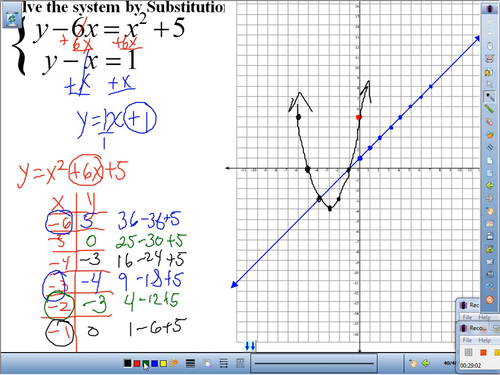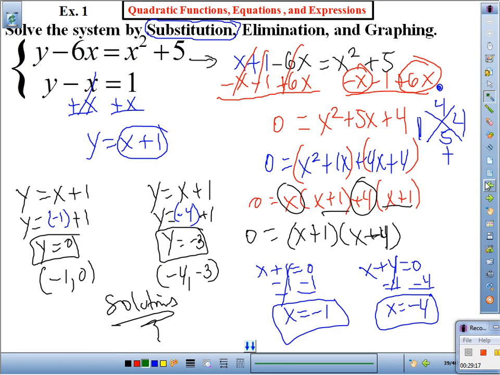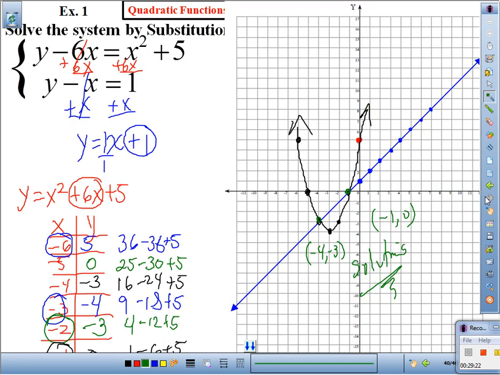What do you guys notice? It intersects here and here. So what is the coordinate here? -4, -3. And here, -1, 0. And what are these? My solutions. Did we get the same thing as the other ones? Yeah, right there and right there. So that means it is true.